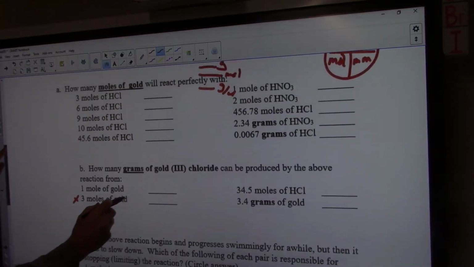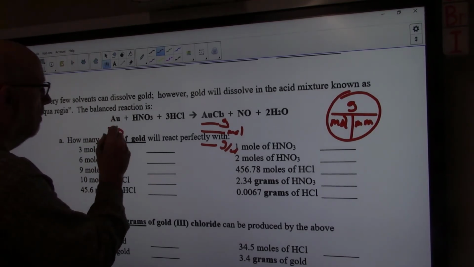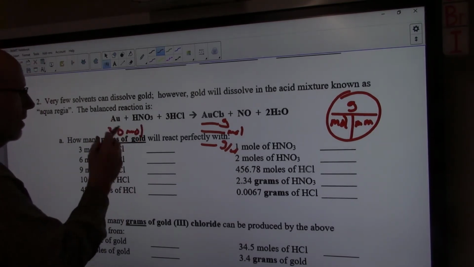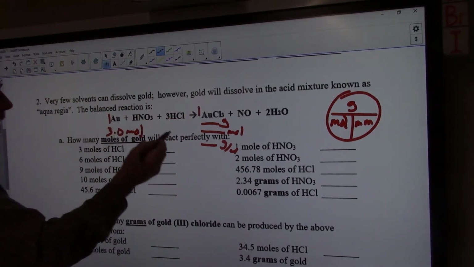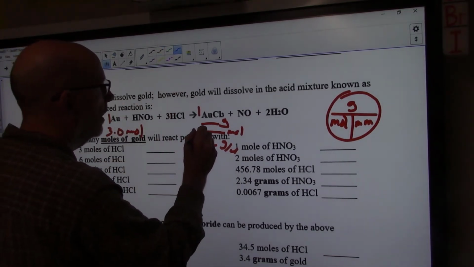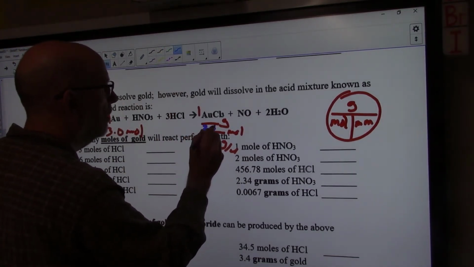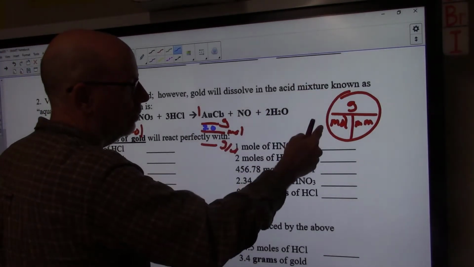Alright, so what information am I given? 3 moles of gold. Here's where gold is, 3.0 moles. So it's a 1-to-1 mole-to-mole ratio. So I'll have 3.0 moles of gold 3 chloride as well. 3.0 moles. All I need to do now is calculate my grams. Grams equals moles times molar mass.